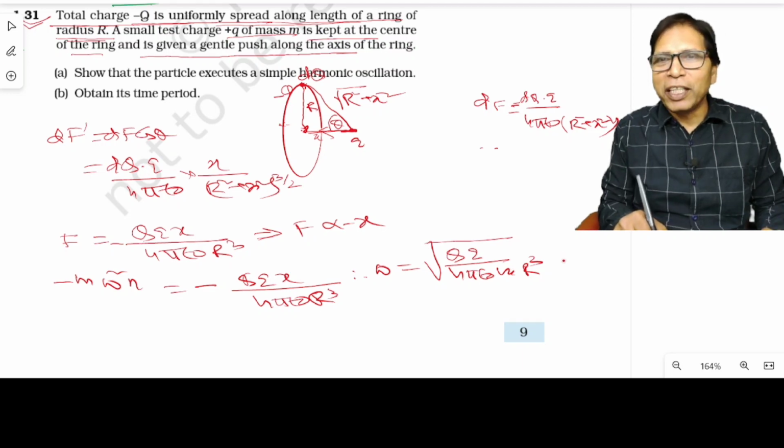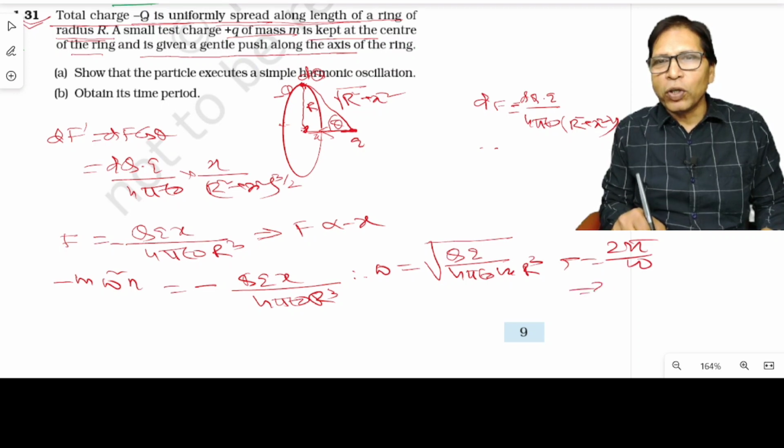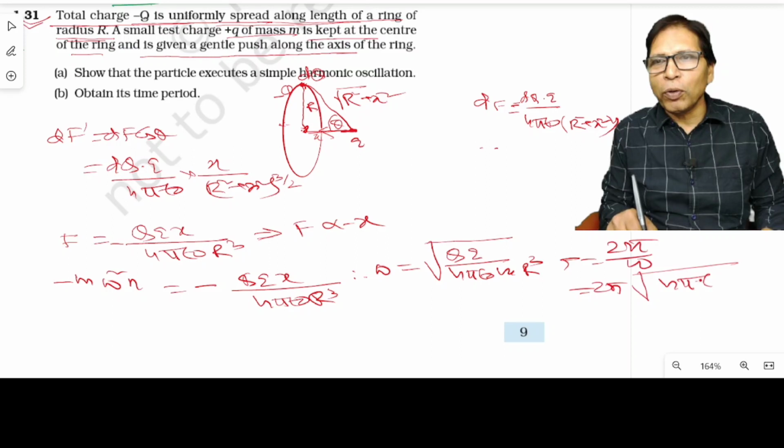So its period T equals 2 pi by omega. So look at this, 2 pi into root under of 4 pi epsilon naught m r cube whole divided by capital Q and small q.